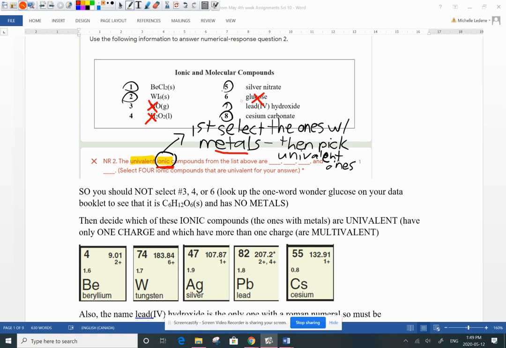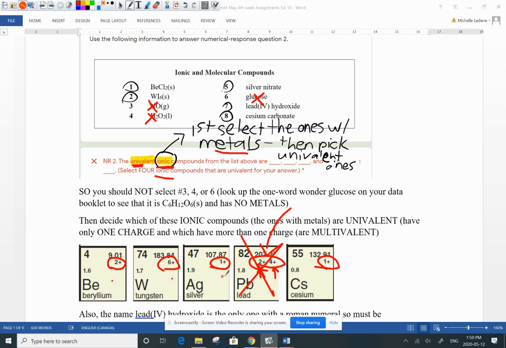So the next thing, now that I've selected a bunch of ionic compounds. So I've got beryllium, tungsten, silver, lead, and cesium. Which guy is different here? Which guy is different? They're all metals. Which one is different? This guy, lead. He has 2 different ion charges. He's what we call a multivalent. The question's asking you for a univalent. This guy is not included.